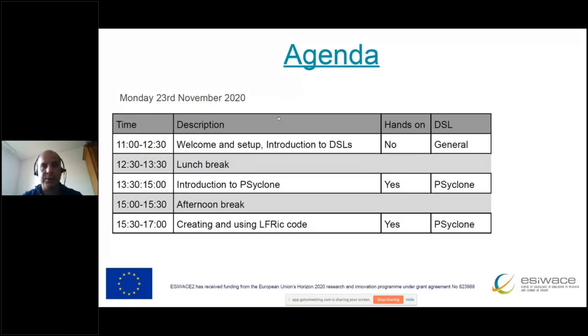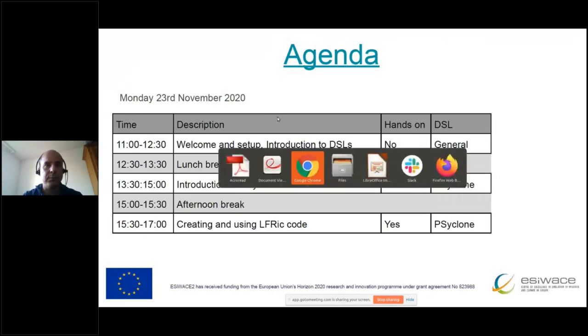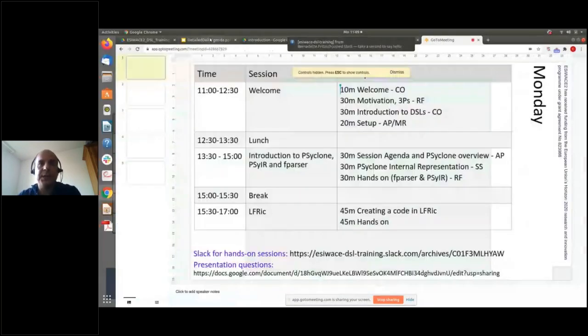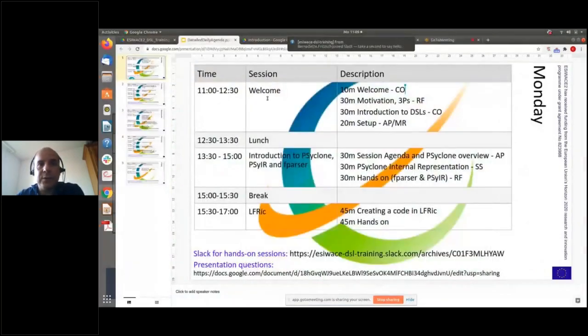This is only one snippet of the agenda of Monday, and I'd like to show the detailed agenda of today. We are here at 11, starting with a welcome, and then in the first session we will simply introduce the week. We will give motivations from the 3Ps, which are performance and portability, and we will also hear an introduction to DSLs, getting into the topic: what DSLs are and the different types of DSLs that we can have.